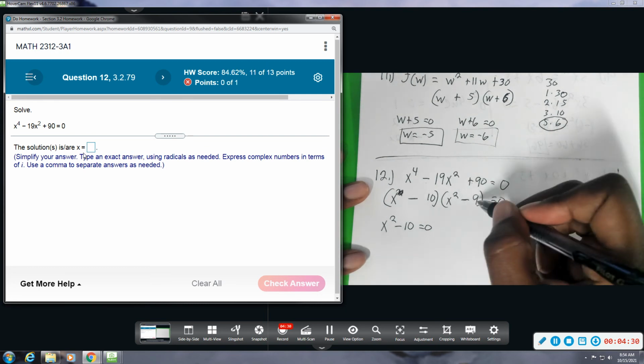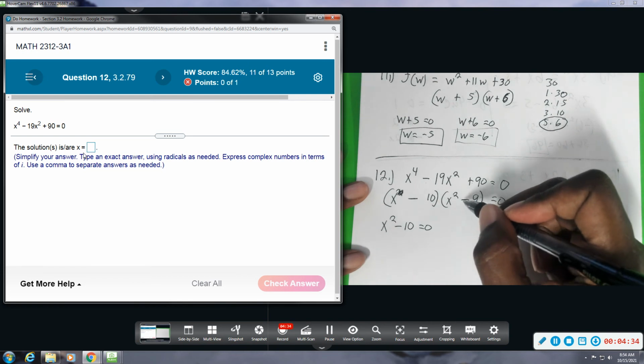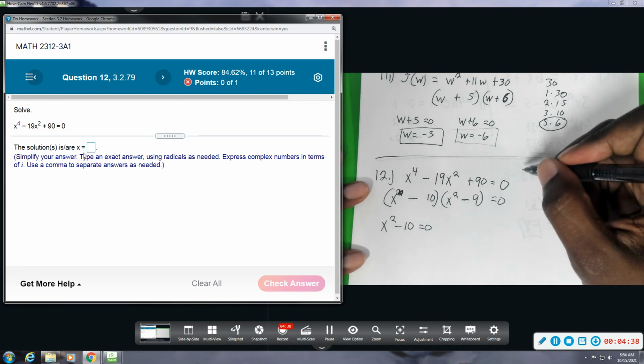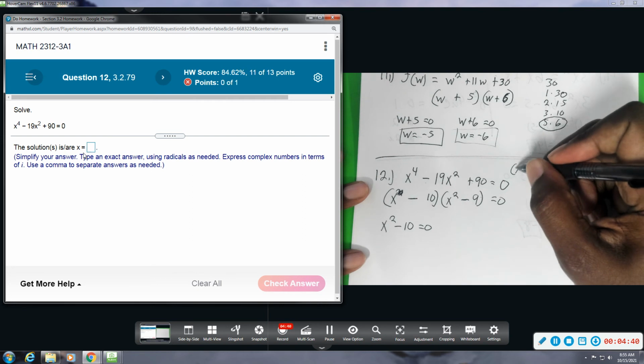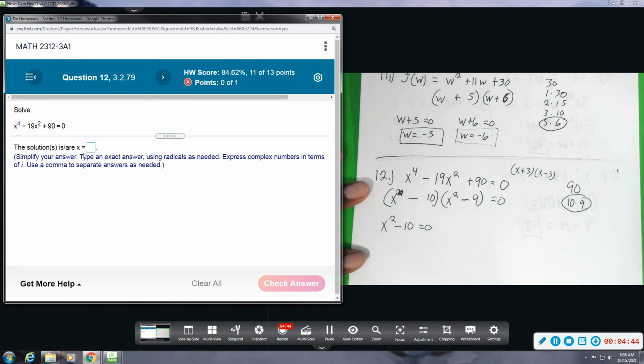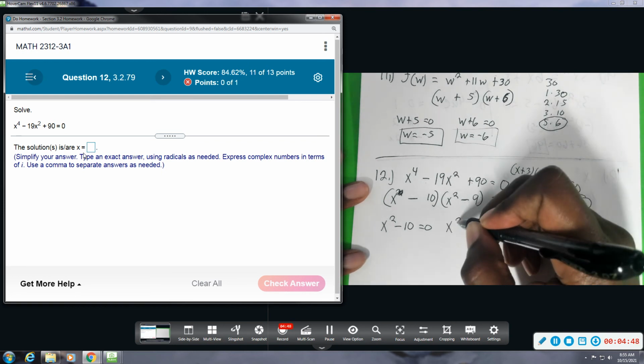This one can be done 2 ways. You can just set it equal to 0 and solve, or you might also notice difference of squares, which you can factor that again. This guy will become x plus 3 and x minus 3. But even if you don't see it, I'm just going to set it equal to 0 and solve, and you'll get the same 2 answers.